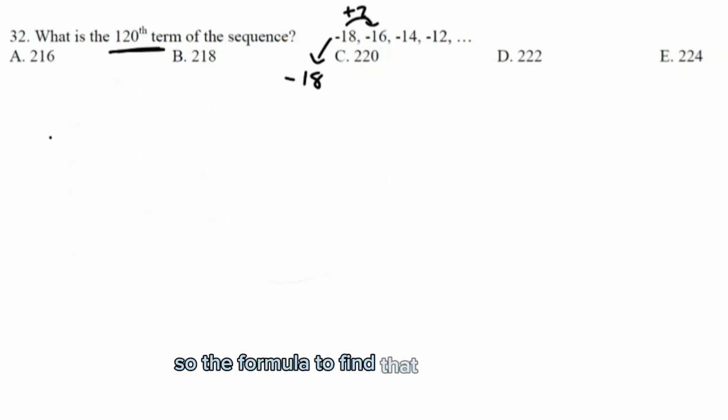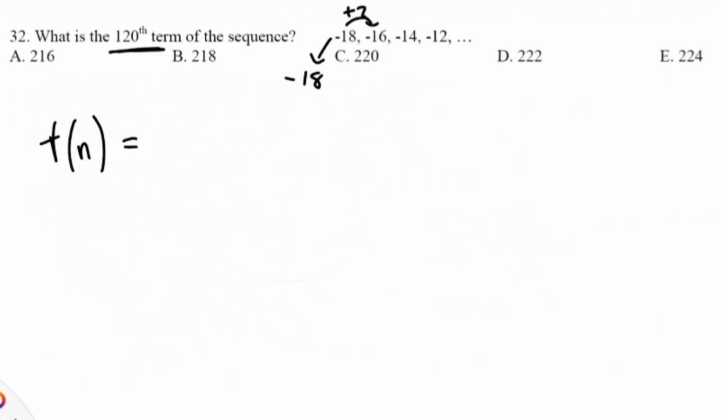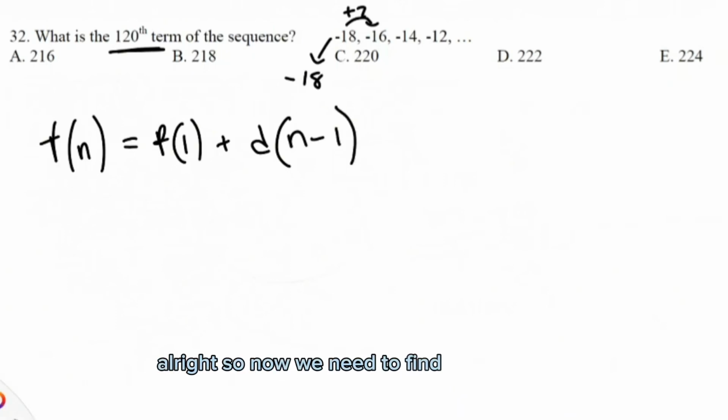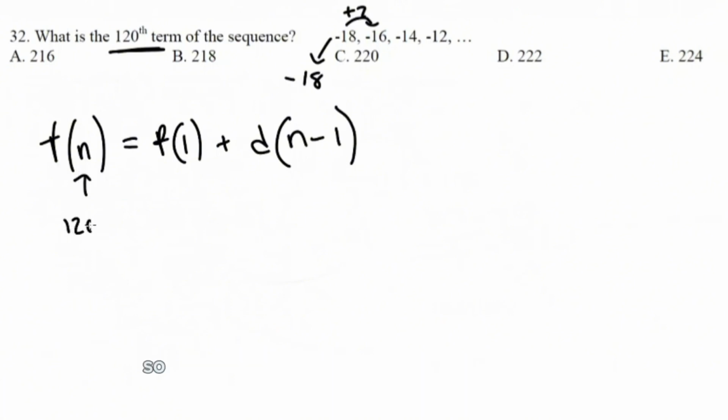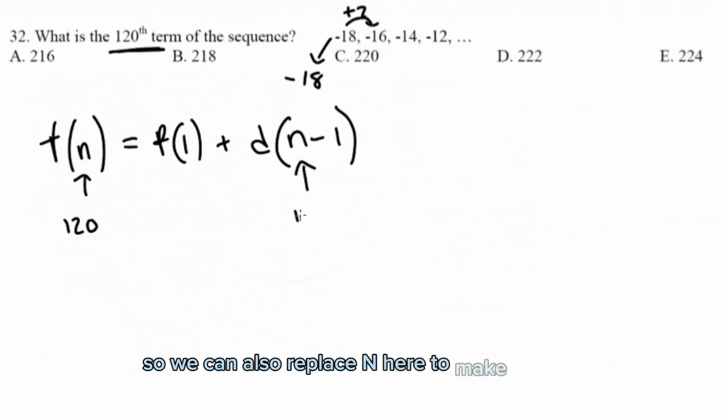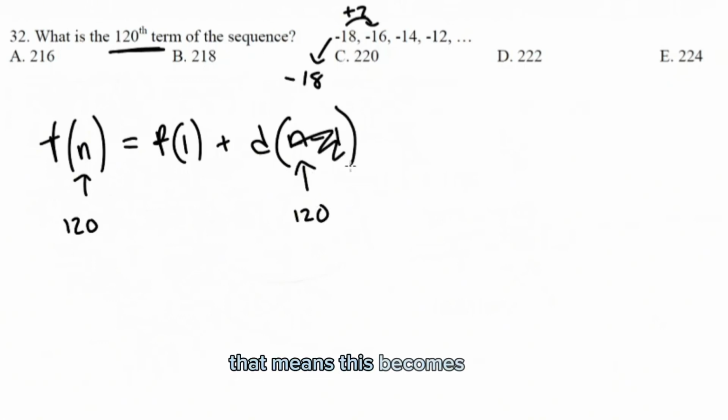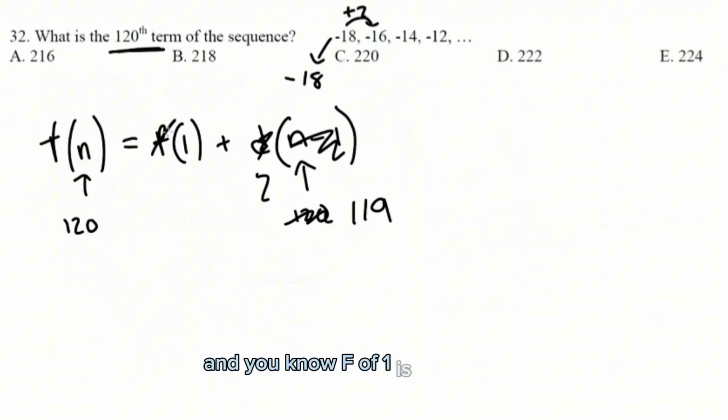So the formula to find that is f of n equals f of 1 plus d times n minus 1. Now we need to find what our n is. Our n is just the term we're looking for. So in this case, it's 120. So we can replace n here to make this 120. That means this becomes 119. So now we know what our d value is. That's just 2. And we know f of 1 is negative 18.